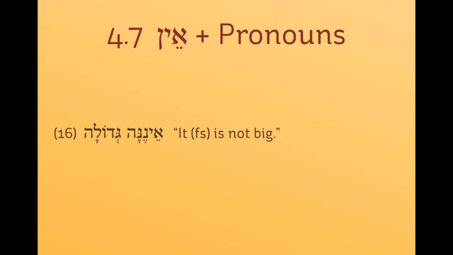Let's look at some examples. 16, einena gedola, you would say it of some singular thing that is feminine, is not big. And 17, einenu yoshev, he is not sitting. Notice here, 16, as before, ein can negate a predicate adjective, and in 17, ein can negate a participle. Those are the two kinds of statements that ein is used to negate.